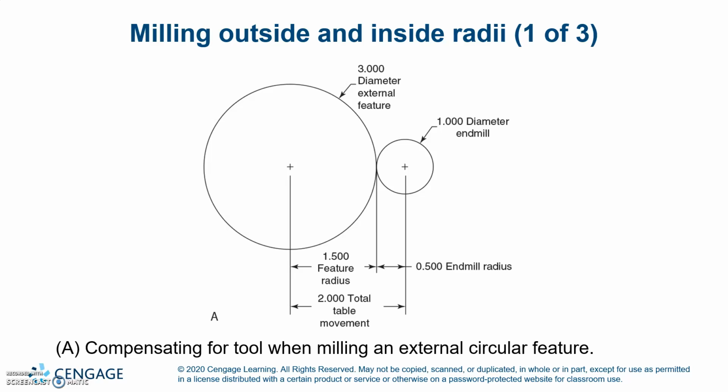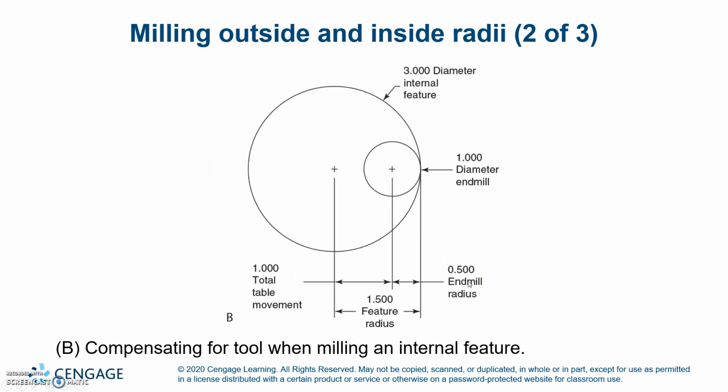Alright. Compensating for tool when milling an external circular feature. So if you've got a 3-inch diameter external feature and a 1-inch diameter end mill, of course you've got a 1.5 feature radius and a 1/2 inch end mill radius. So you add those together and you get 2-inch total table movement from the center line.